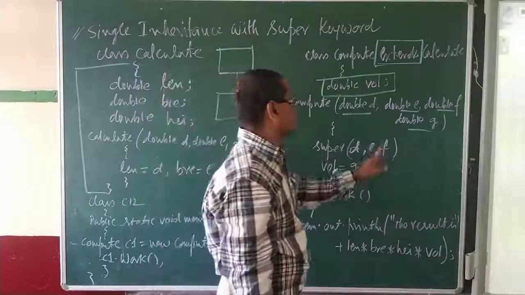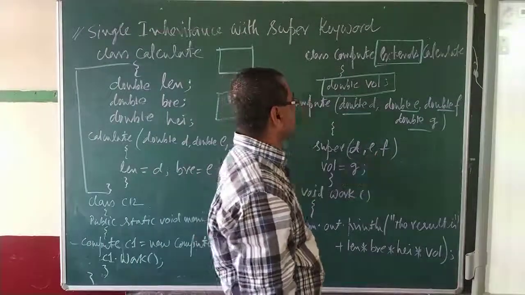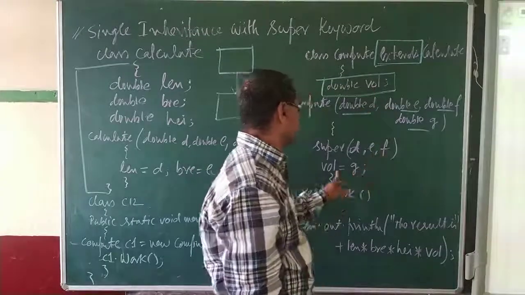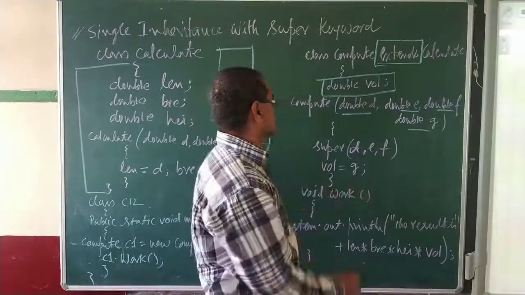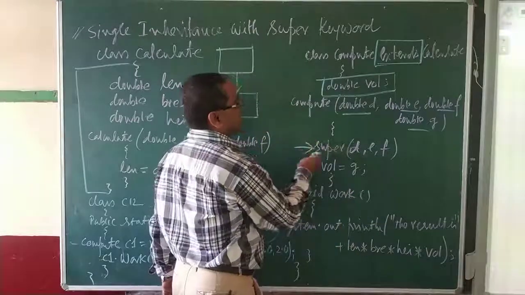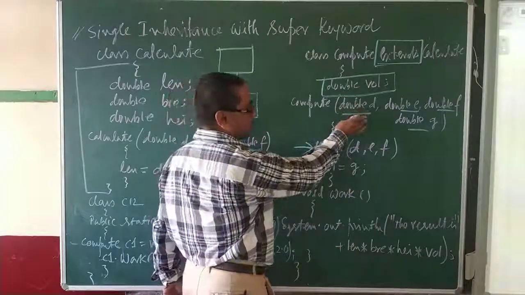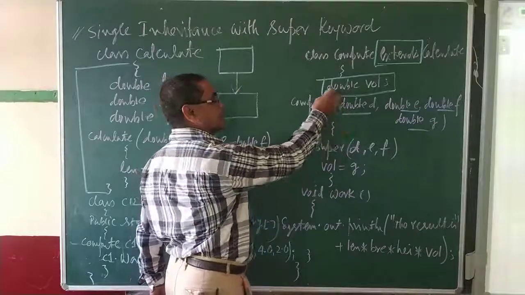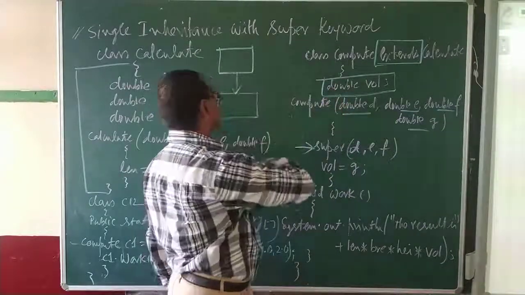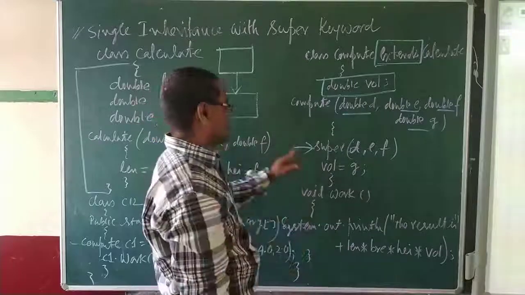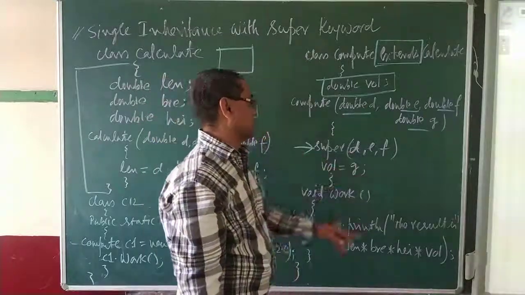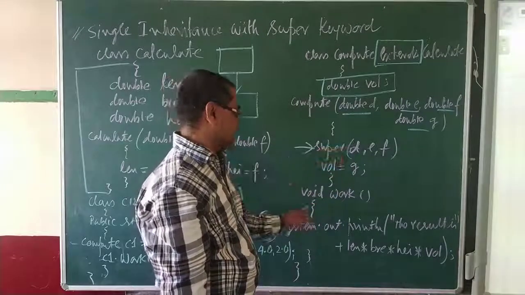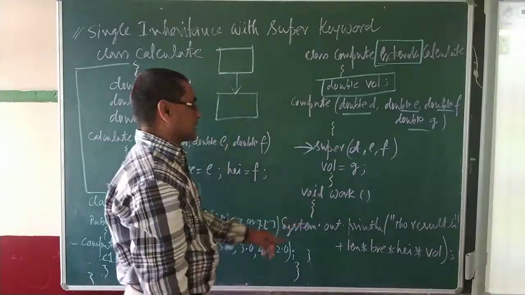So this D, E, F will be used. We will get the values from there only. And the remaining one, the volume, will be G. So volume equal to G. This is the way the super keyword is used. There are 4 variables, out of which one is initialized here, and the remaining 3 variables are obtained from the previous class with the help of the super keyword, super D, E, F. Then volume equal to G is the only initialization here, and then there is another function in this class.